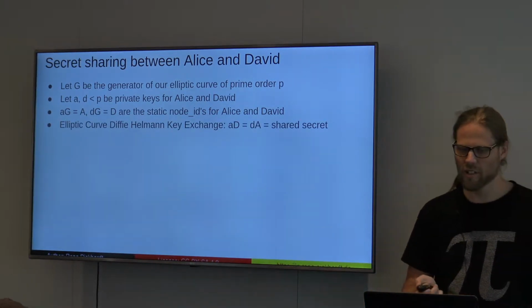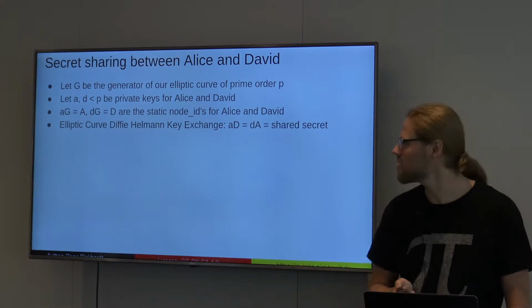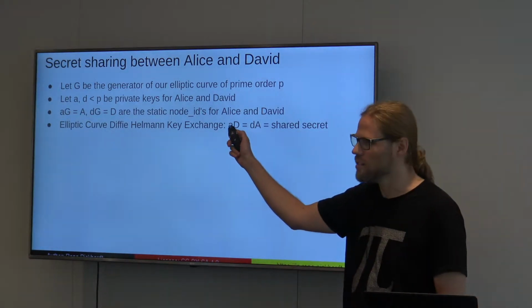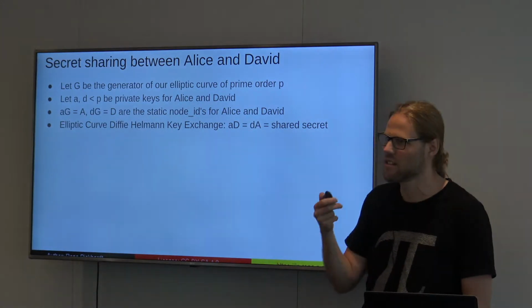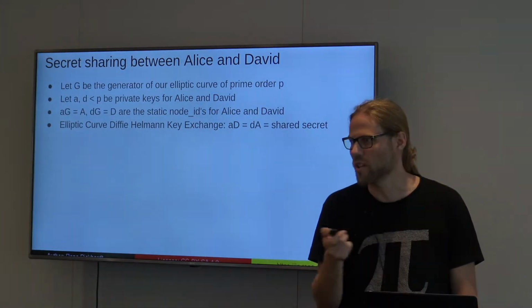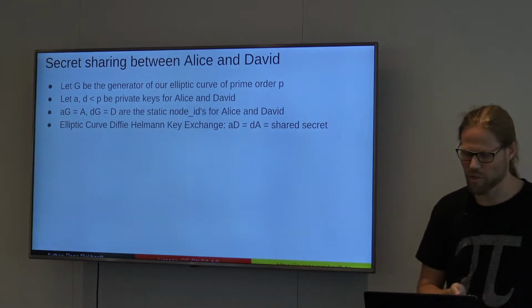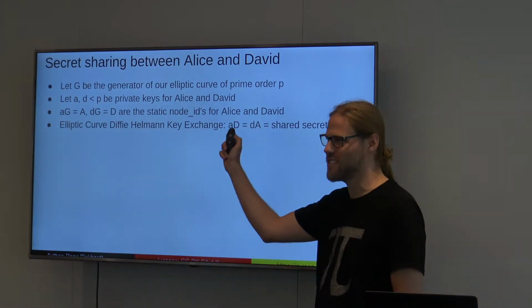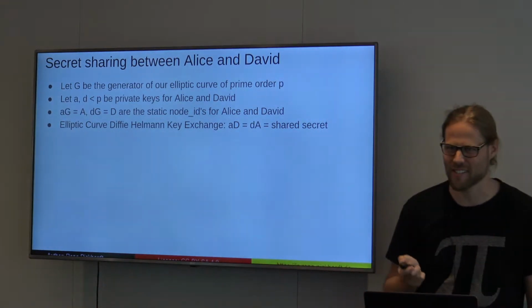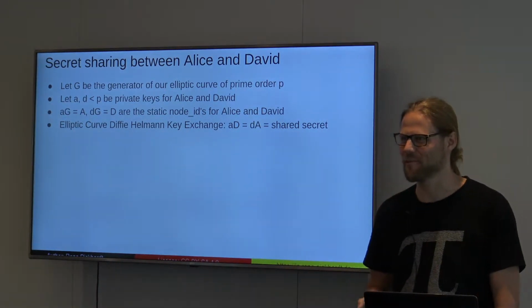Now, the elliptic curve Diffie-Hellman key exchange says that A times d, so small a times big D, is the same as small d times big A, and this is our shared secret, which we can use for symmetric encryption. So I want to do a mathematical proof with you to see that this equation actually holds. And the fun thing is it's a very easy, simple mathematical proof.